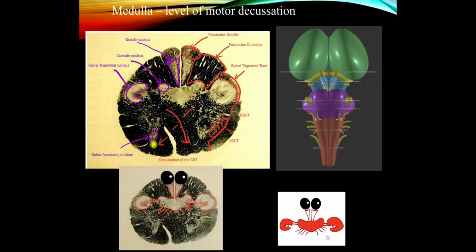ventral horn. Well, these are anterior horn cells, so they're lower motor neurons. And in this very low level in the medulla, these are the lower motor neurons that make up the spinal accessory nerve that again supplies the sternocleidomastoid and the trapezius.